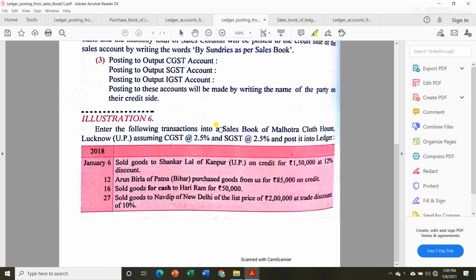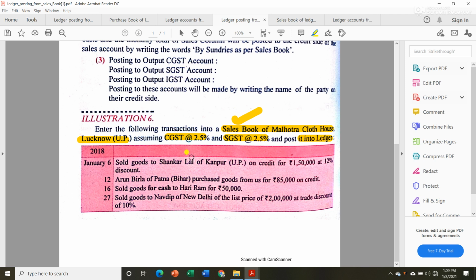Enter the following transactions into a sales book of Malhotra Cloth House, Lucknow. Now remember, their business is related with cloth and their business is in Lucknow, UP. Then they have given a CGST at 2.5% and SGST at 2.5%. That means IGST will be 5%. Now they told us to prepare sales book. First one is sales book, and then we are supposed to post in the ledger. Okay, they haven't asked us about trial balance.